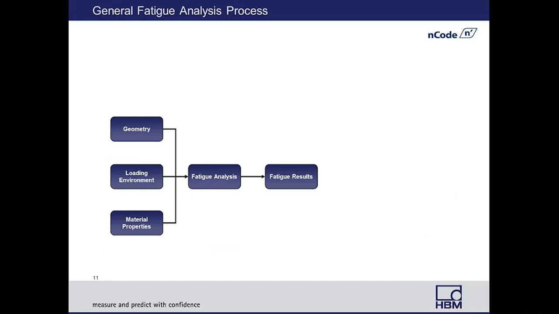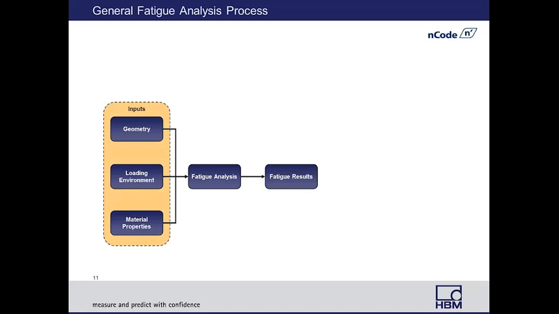So let's talk a little bit about the general process that we use for doing fatigue calculations. And this process is going to be true whether you're doing strain life or stress life or crack growth. It's true also whether you're doing this by hand on a piece of paper or if you're using software like nCode to do fatigue calculations. So the first thing you're going to need are some inputs. These three inputs are going to be the geometry, your loading environment, and the material properties.